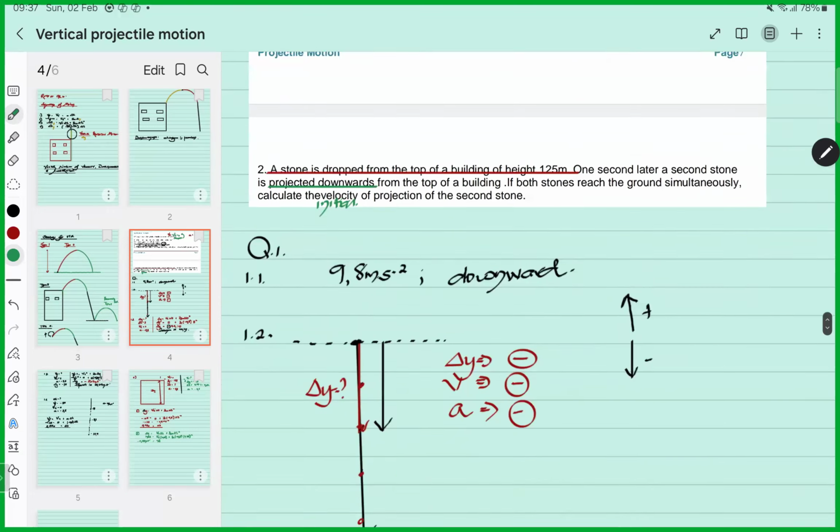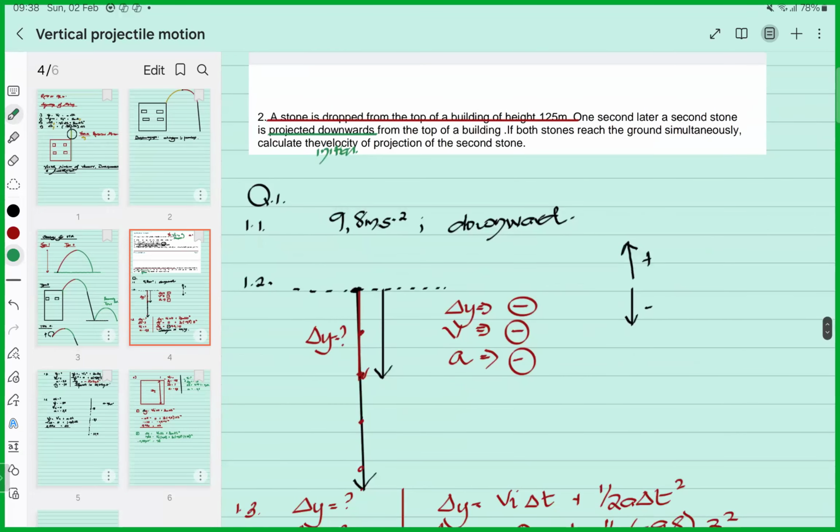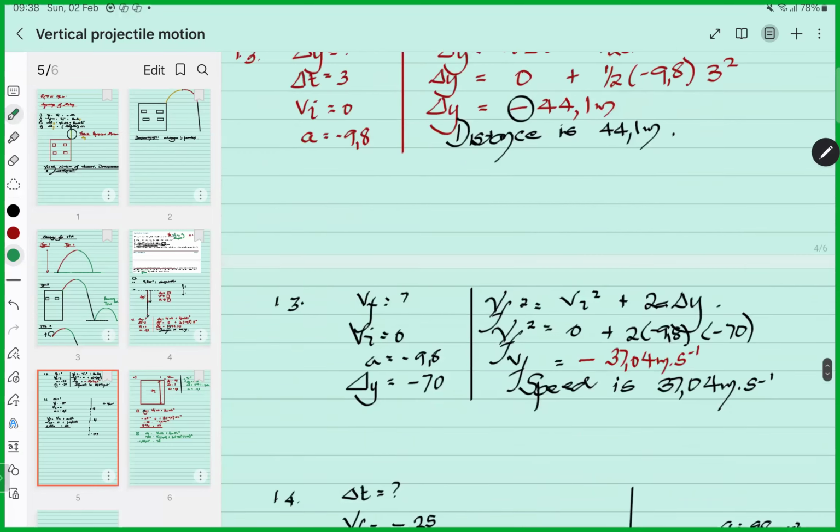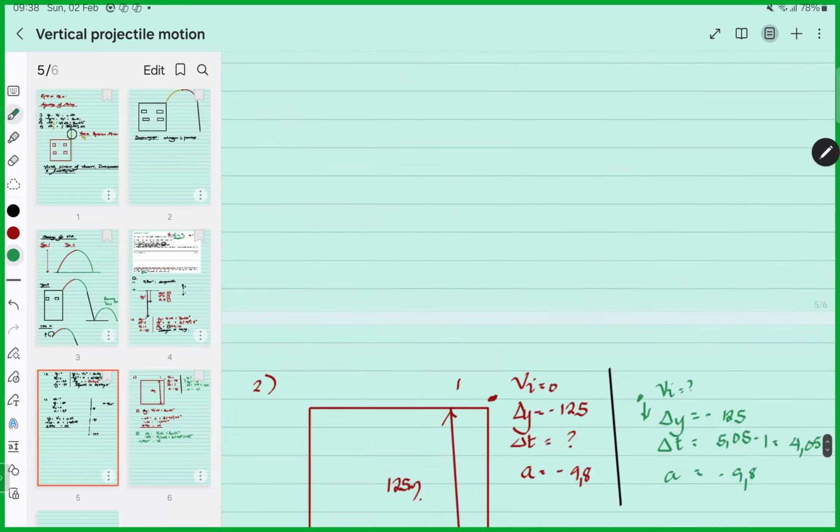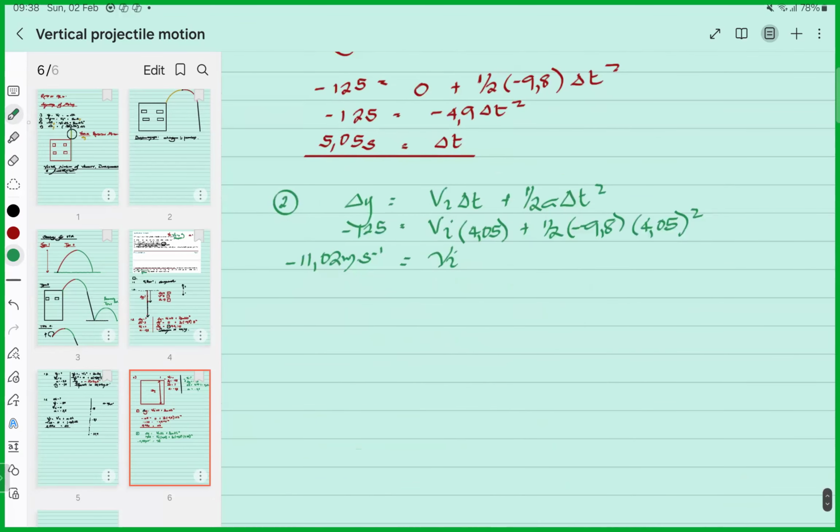If you go back to the question, it says calculate the velocity of the projection of the second stone. Because it said velocity, you must provide both the magnitude and the direction. So that answer there has to be 11.02 meters per second downwards.